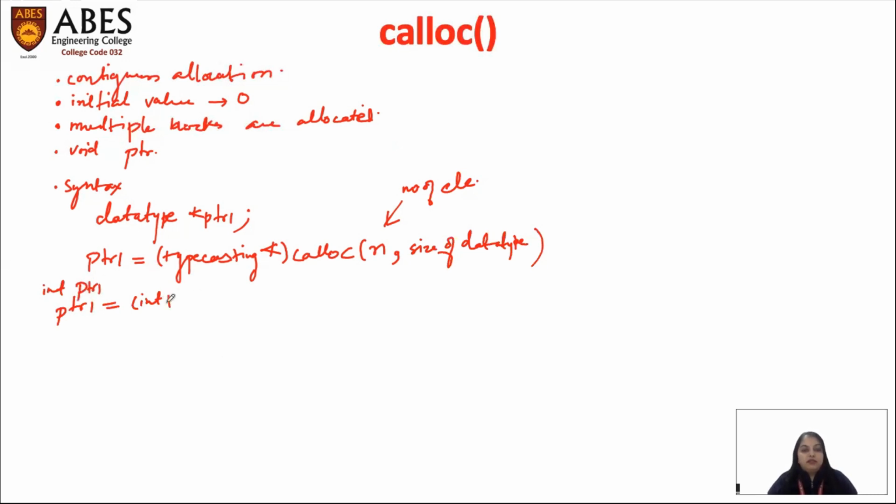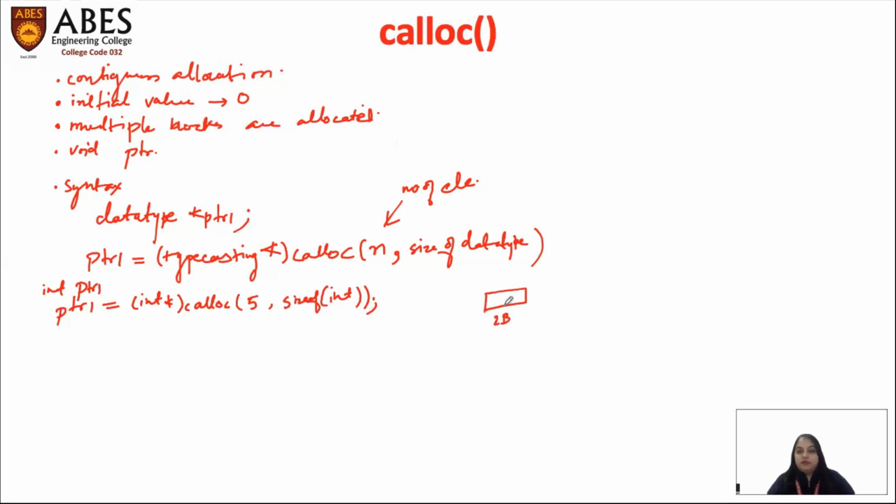Now, since it is an integer data type, integer typecasting, then followed by the calloc function, and here the number of elements I'm taking is 5 only, 5 comma size of the data type which is int. Right? So this is the syntax for it. Now how will it be allocated? The compiler will see 5 elements are required. So block by block it will be allocated.